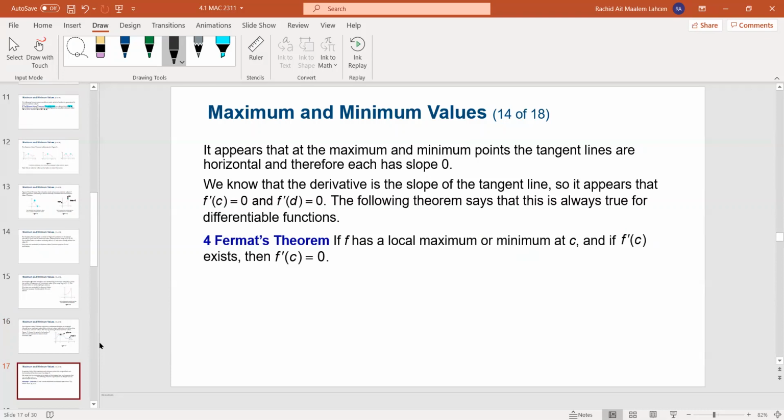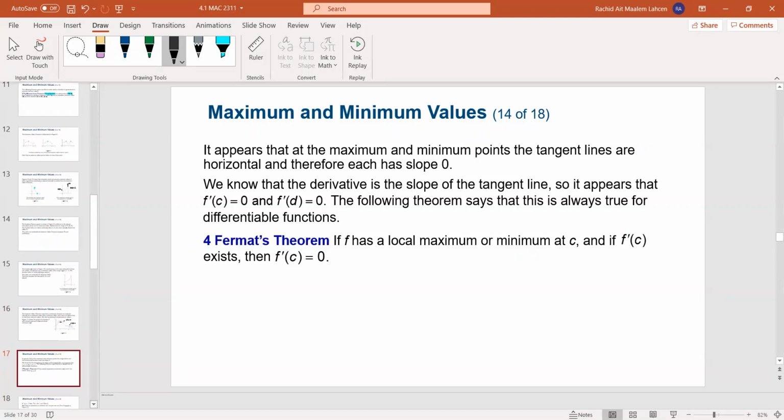This gives Fermat's theorem, but of course we'll see that this theorem needs some work. If f has a local maximum or minimum at c, and f prime of c exists, then f prime of c is 0, which we saw in that picture, right?